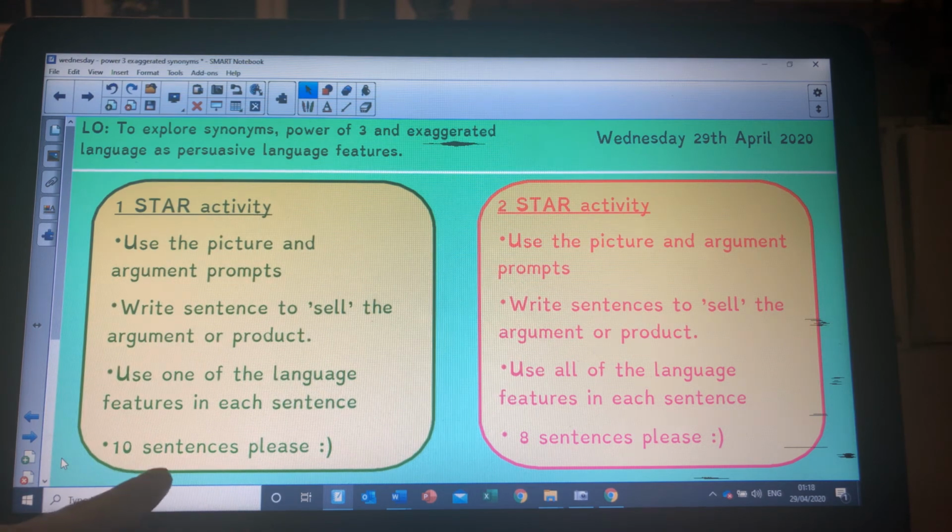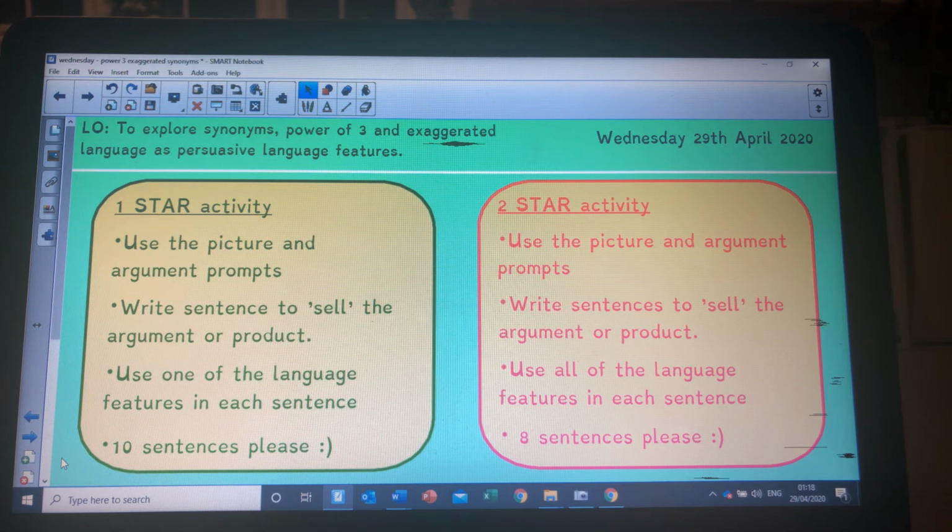So I'd like 10 sentences, please, okay? You do not need to use the picture prompts and argument prompts. If you can think of your own, that's absolutely fine. You can write it about, maybe you want to sell me something to do with football or boxing or unicorns. That's absolutely fine. They're just there in case you need some ideas.